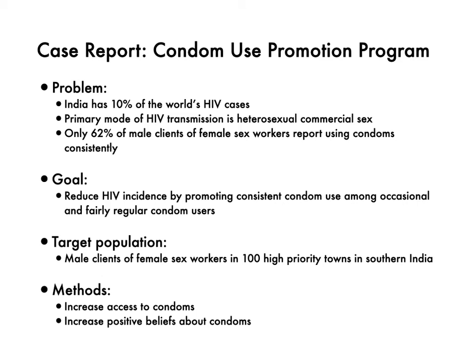The Condom Use Promotion Program was developed and implemented to address the HIV problem in India, which constitutes approximately 10% of the world's HIV cases. While there are many factors that contribute to the spread of HIV, the primary mode of HIV transmission is heterosexual commercial sex. In fact, one statistic states that only 62% of male clients of female sex workers report using condoms consistently. Therefore, the goal of this case study was to reduce HIV incidence by promoting consistent condom use among occasional and fairly regular condom users.